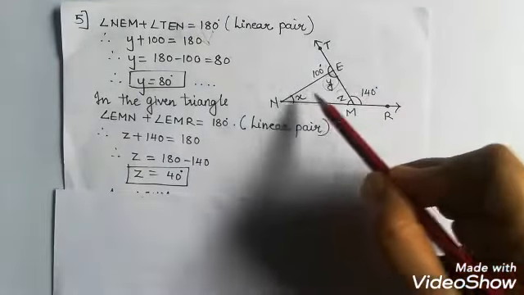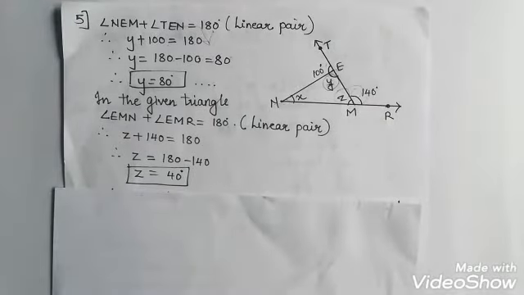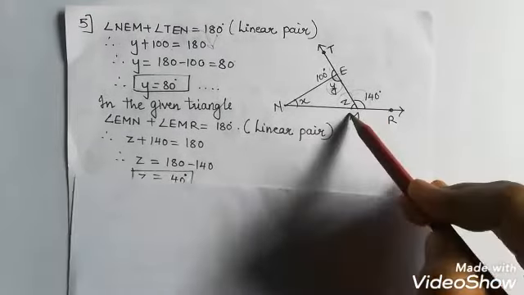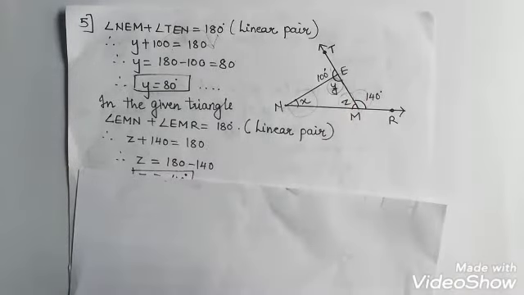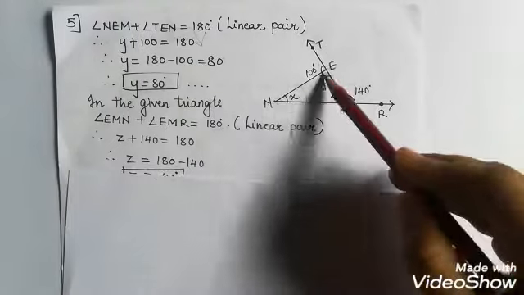Now, we got y and z. We have to find the value for x. Now, in triangle NEM, we know y, we know z. We have to find x. So, I will add the three angles.